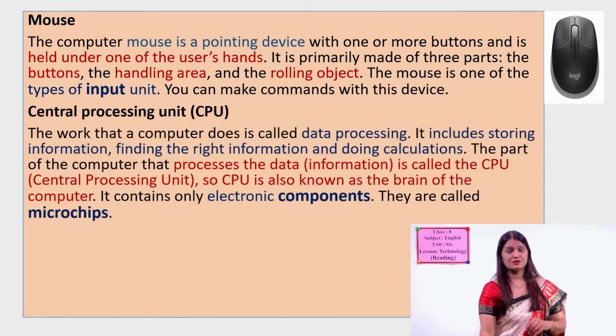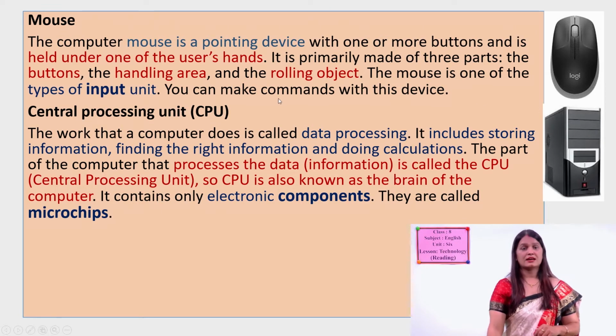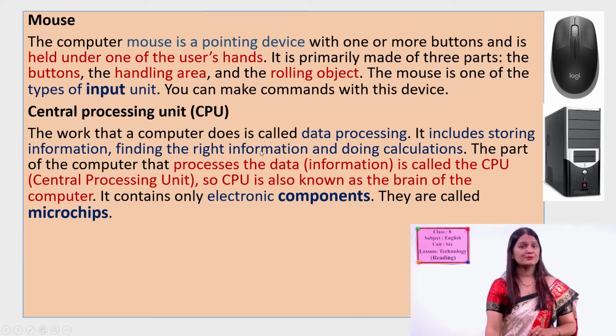So now let's talk about next, central processing unit. It looks like this. Okay, the work that a computer does is called data processing. The work that a computer does is called data processing. It includes storing information, finding the right information, and doing calculations. Okay, storing, finding the right information, and doing calculation. The part of the computer that processes the data information is called the CPU. Okay, this is called CPU.